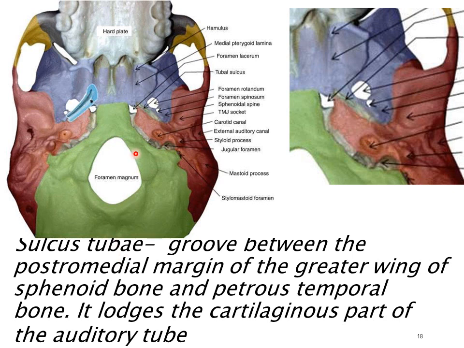So sulcus tubae, what is sulcus tubae? Tubae means tube. It is a groove between the posterior medial margin of the greater wing of the sphenoid bone and the petrous temporal bone. So where is the petrous temporal bone? This is the petrous temporal bone, and this is the greater wing of the sphenoid, this complete bone. Between them we have a groove, which is known as the tubal sulcus or the sulcus tubae. It lodges the cartilaginous part of the auditory tube or the pharyngotympanic tube, that you should remember. This is the sulcus tubae, remember.